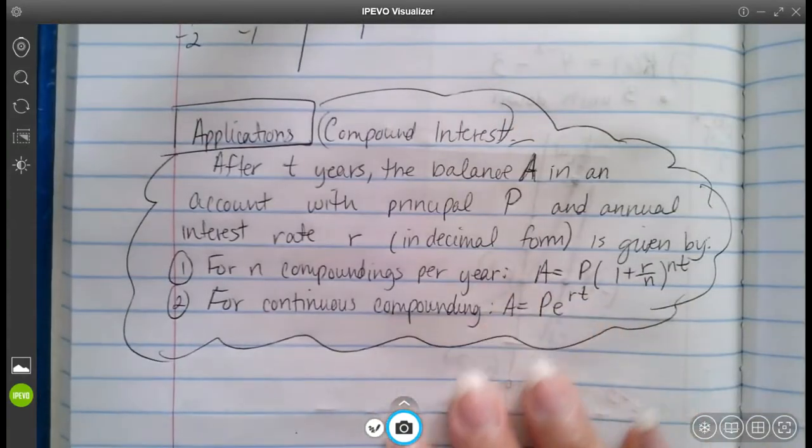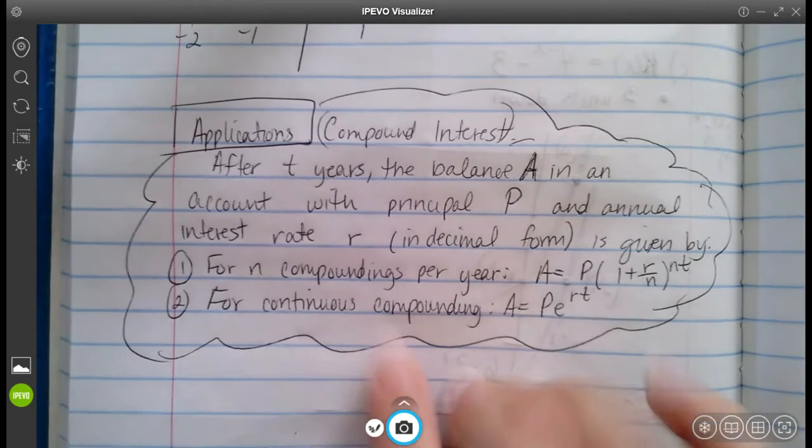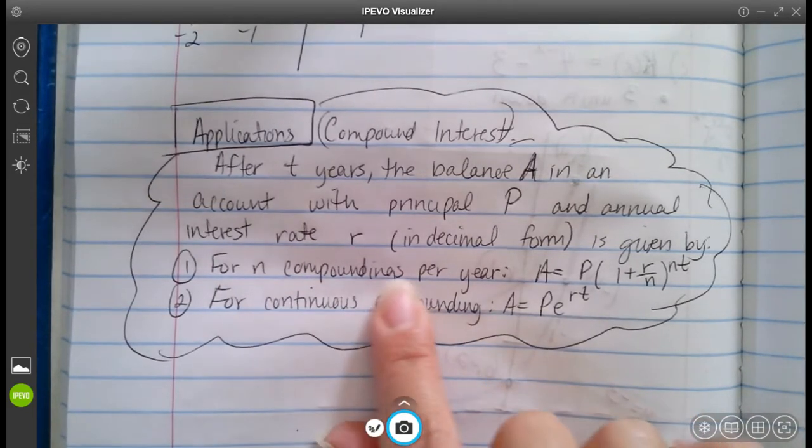We have some applications here, and this is also something that you should be familiar with. The one we're going to talk about here is compound interest. And there are two different ones we're going to see. We're going to see n compoundings per year.